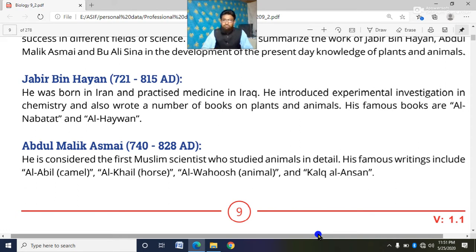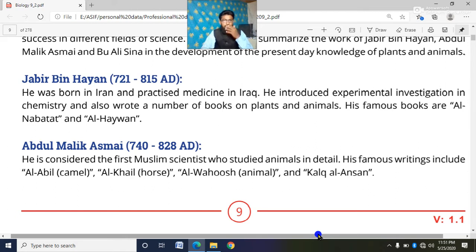Next, he wrote many books about plants and about animals. His famous books are Al Nabatat and Al Hayawan.